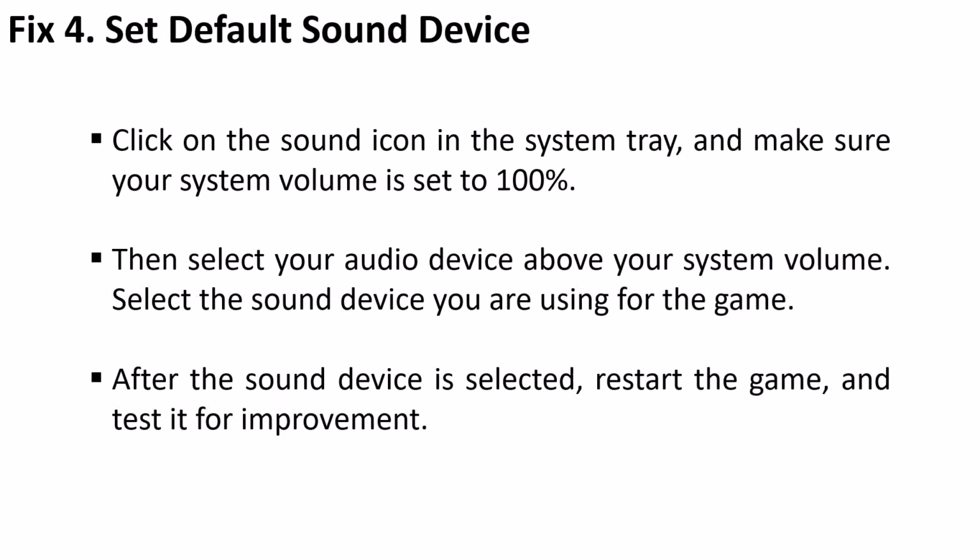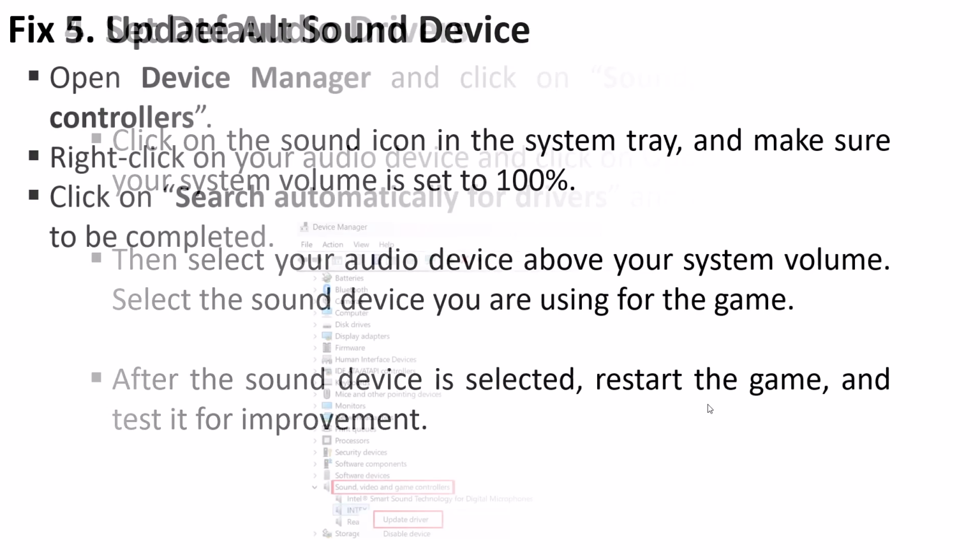Fix 4 is to set default sound device. Click on the sound icon in the system tray and make sure your system volume is set to 100%. Then select your audio device above your system volume. Select the sound device you are using for the game. After the sound device is selected, restart the game and then test it for the improvement.